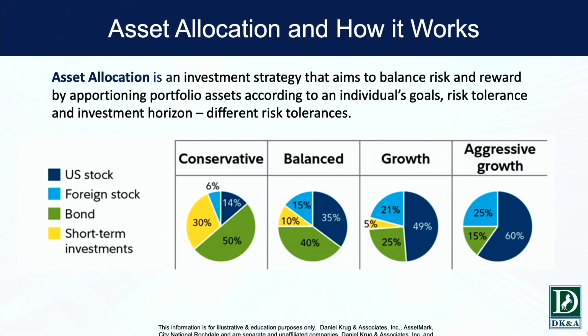I want to spend a minute to talk about asset allocation versus asset location because this involves the portfolio specifically. And what you can see below here is we have four groups of assets: U.S. stock, foreign stock, bond, and short-term investments, and how a conservative to aggressive growth portfolio may be allocated with those different types of securities or investments.